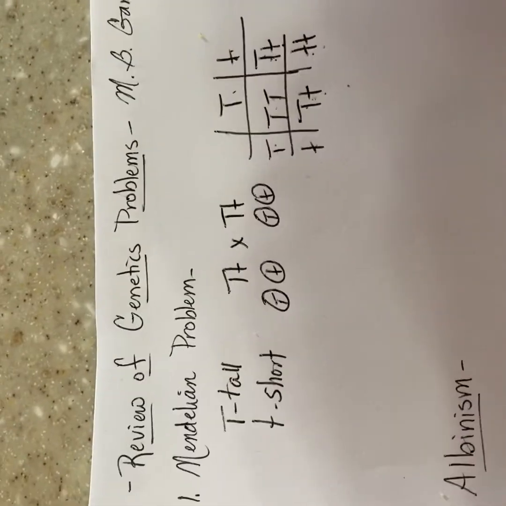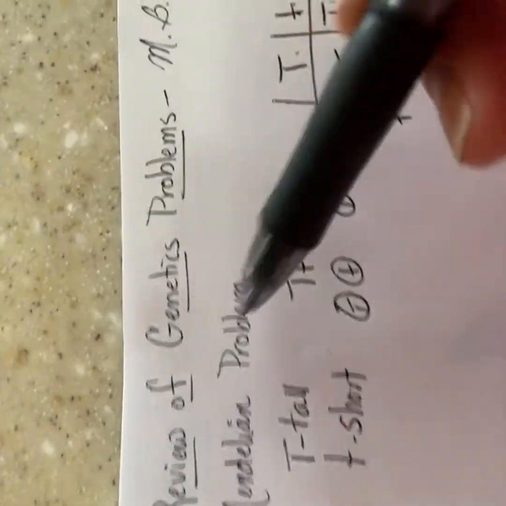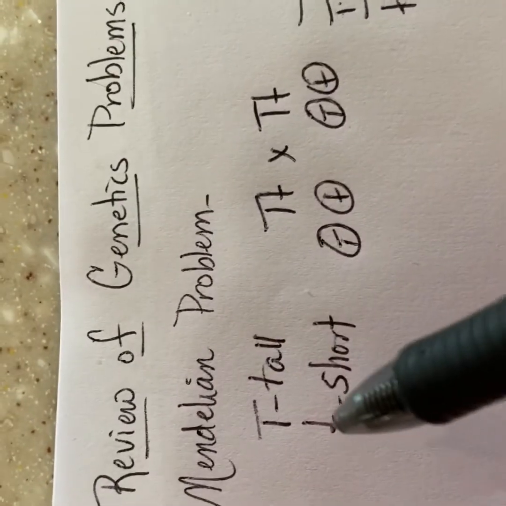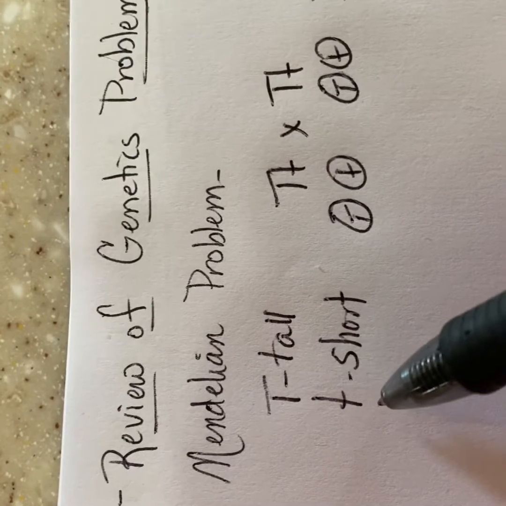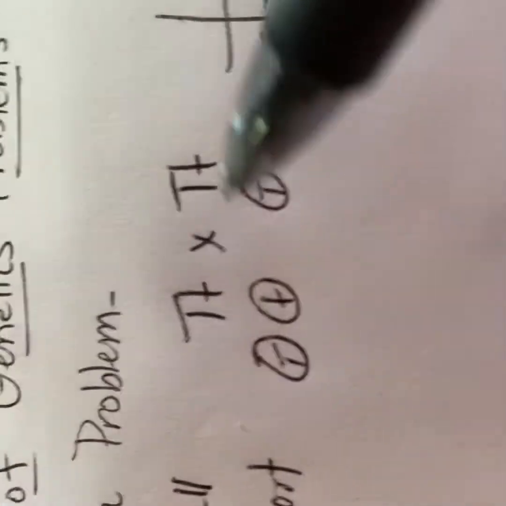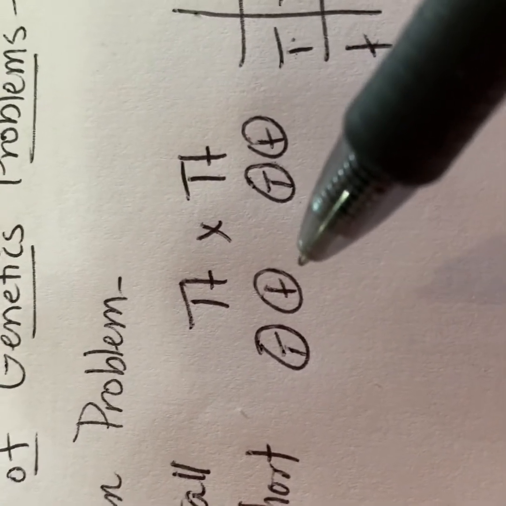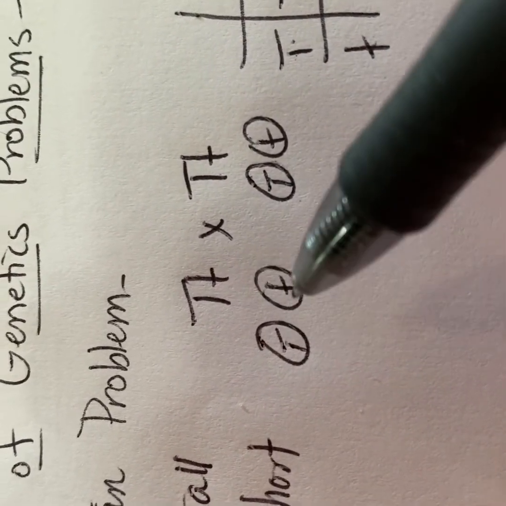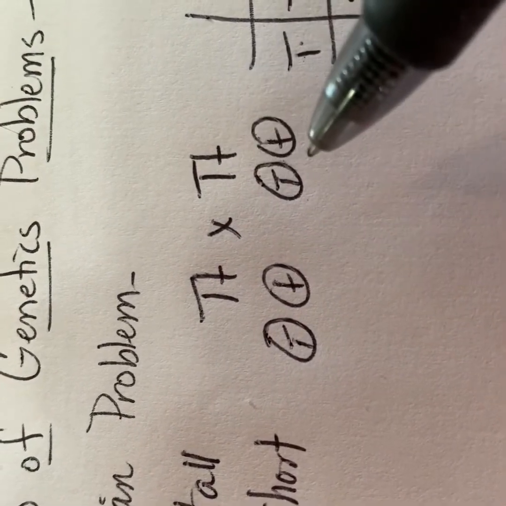Okay, so what we're going to do first is we're going to review how to do all the genetics problems. We're going to start with just a regular standard Mendelian problem. And so in this case, big T tall is dominant, little t short is recessive. And let's suppose that we have two parents who are heterozygous for the trait, big T, little t. Mom could produce gametes that are big T, little t. Dad could produce gametes that are big T, little t.